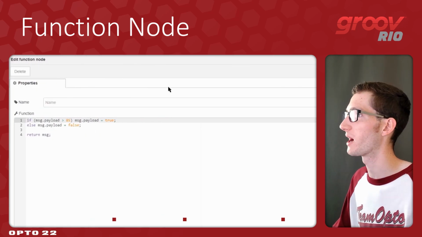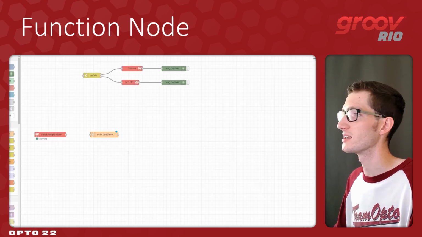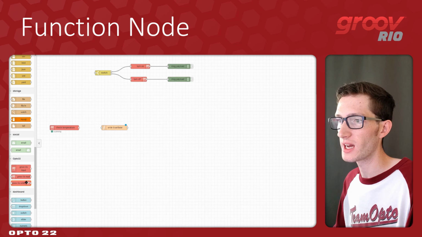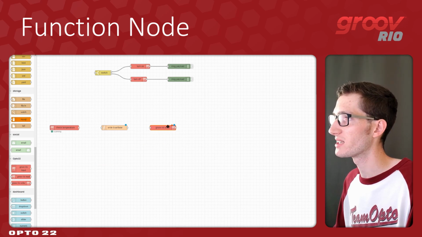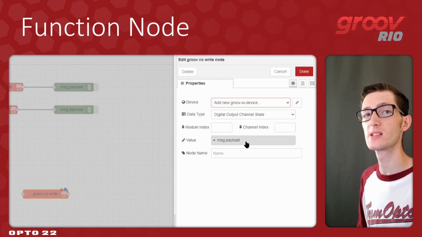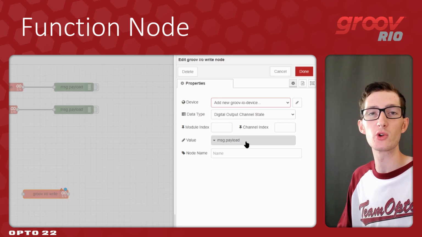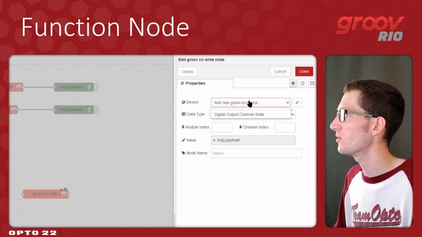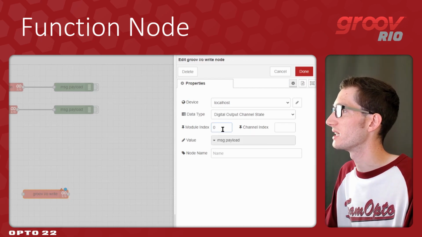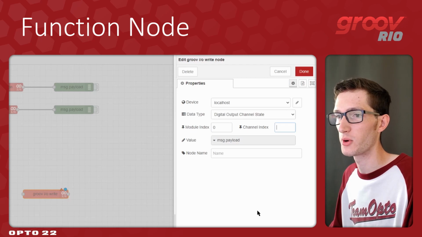Oh, we'll just go back and give that node a name like write true false, that's a good one, and hit done. So now when we go down and drag in that groove.io write node and go ahead to configure it, we can see that we can leave this value to be message.payload. Since it now no longer holds a temperature number, it's going to hold a boolean, either true or false. So I'll configure this to be my localhost device. Go ahead and put the module index of 0, the channel index of again down there. We can see that my fan is on output 4.